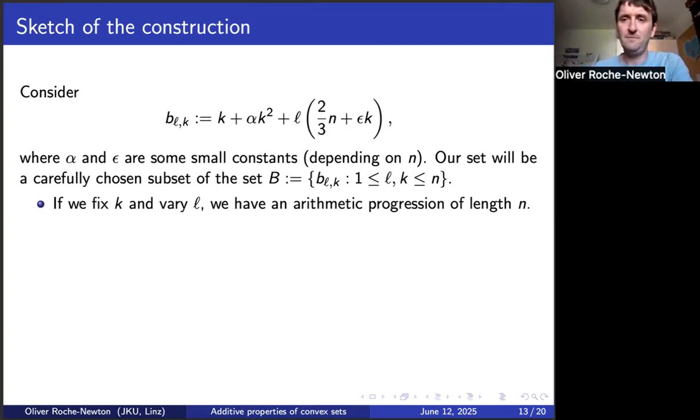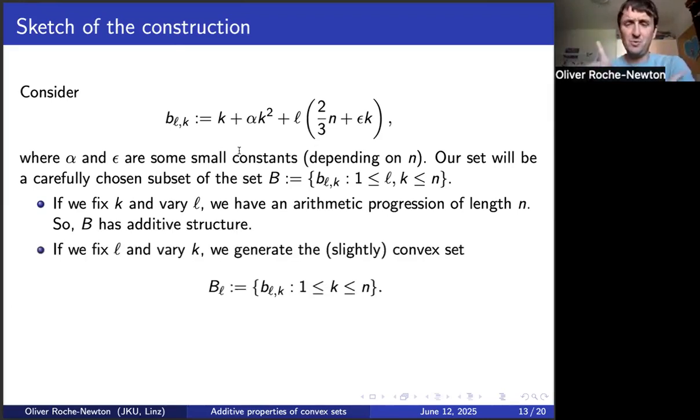If we fix K and vary L, what's happening? If we think about K as a constant and vary L, this is an arithmetic progression because the n is also constant, epsilon's constant. So all that's going to change is as L increases, this is an arithmetic progression. So there we see that this B has some kind of additive structure. It has these large progressions inside it, progressions of length n in a set of size n squared. So that seems like it might be useful.